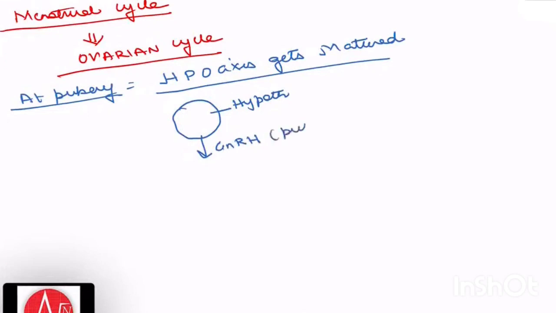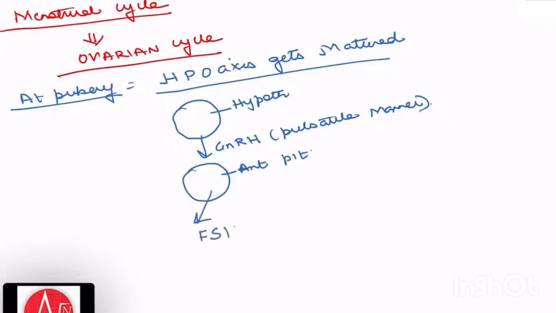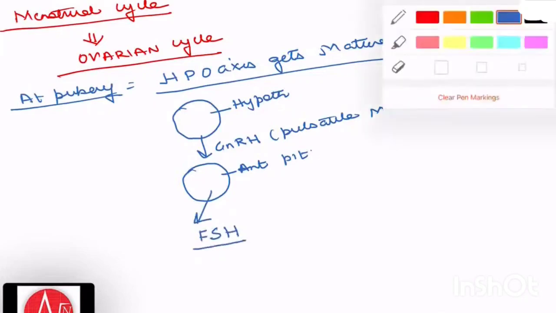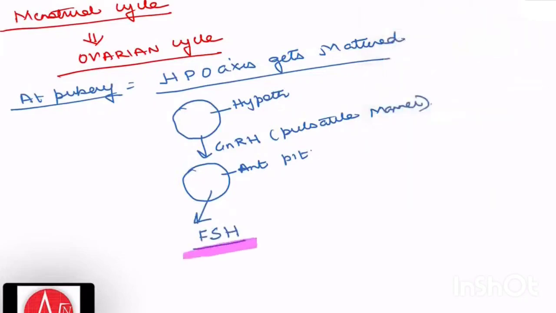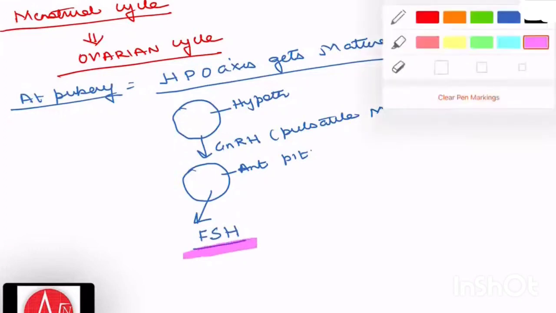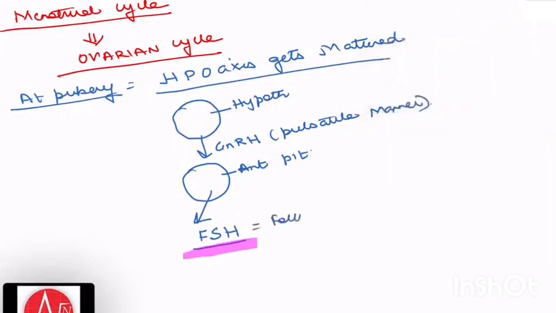This GnRH is released in a pulsatile manner. Pulses में release होता है GnRH. This GnRH acts on the anterior pituitary. And anterior pituitary से hormone निकलता है FSH. FSH is follicle stimulating hormone. So now what is going to happen? ये FSH क्या करेगा? Follicles.